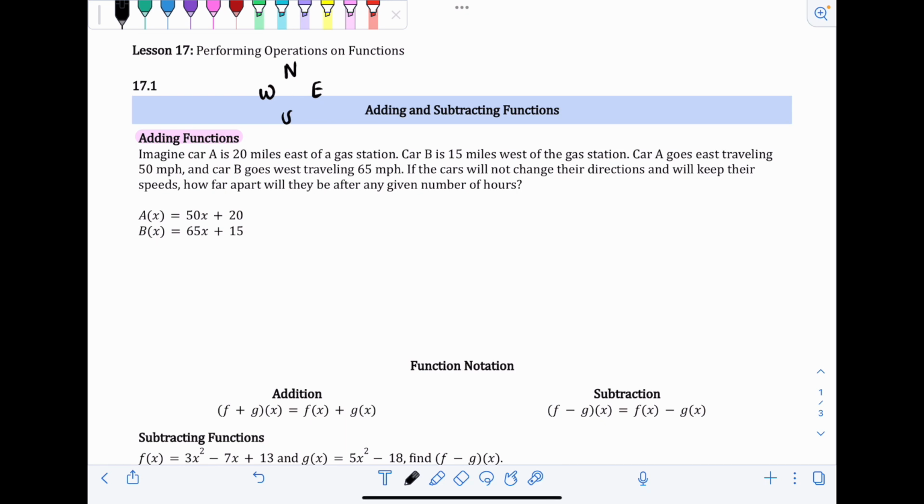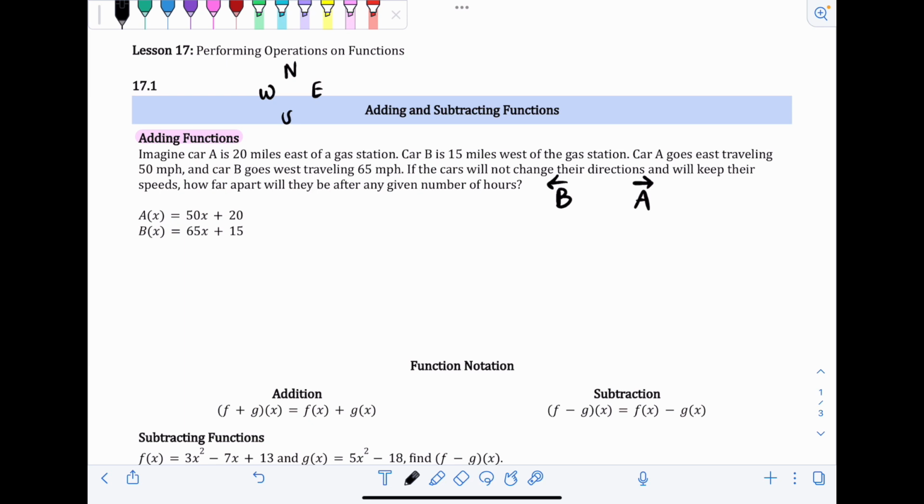So it says car A is east of the gas station, and it's also heading east. So we can picture it as car A is going to the right, car B is west of the gas station, and it's also driving west. So these two cars are starting off a certain distance from the gas station in each direction, and they're also driving apart from each other. So their distances are going to be growing. And then we can represent their distances in function form.